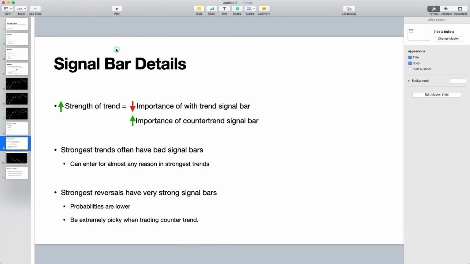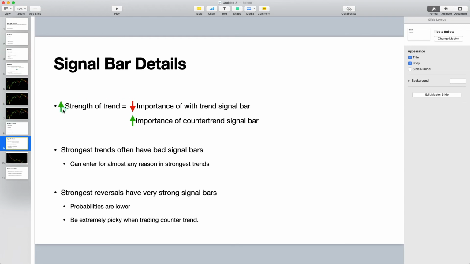So Al briefly talks about some signal bar details. It's a pretty brief overview because he talks about this a lot in the next few chapters. But the main message of this chapter is that as the strength of the trend increases, the importance of the with-trend signal bar decreases. So if you have a really strong bull trend, then the bull signal bars become much less important. You don't need to find a perfect bull signal bar if you're trading with trend.